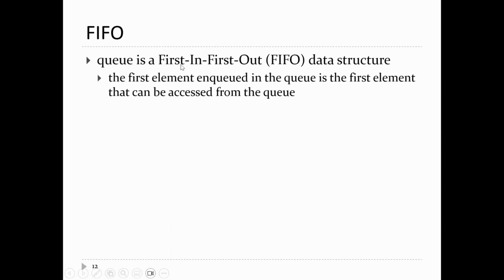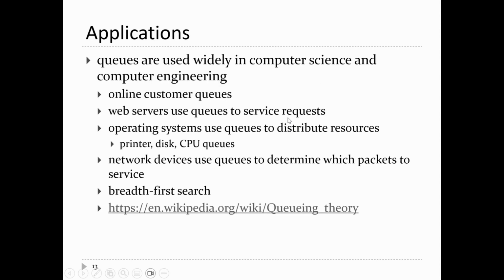Okay, so queues are called FIFO data structures, first in, first out. They're also called LILO data structures, last in, last out. The first element included in the queue is always the first element that's accessed from the queue. And these, like stacks, show up widely in many computing science and computer engineering applications. Many online services use some kind of queue. So you have some sort of online customer queue. Web servers use queues to service requests. So millions of people are hitting up Amazon's website all the time.